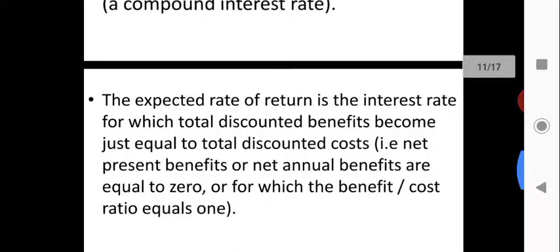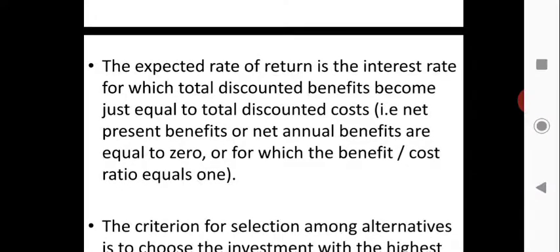So the expected rate of return is the interest rate for which the total discount benefits become just equal to total discount cost.